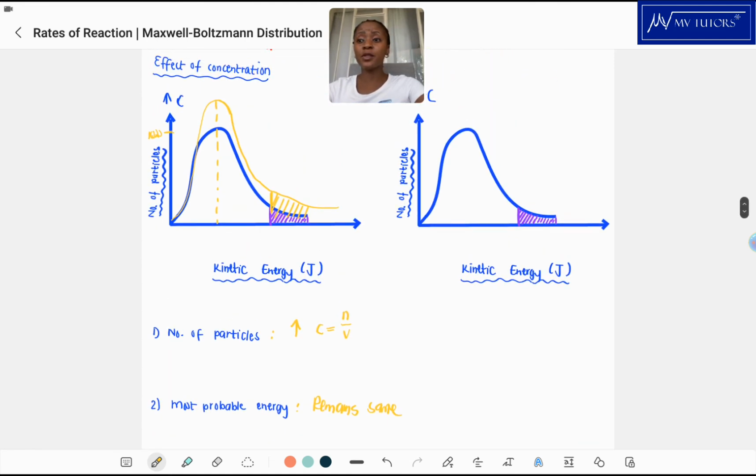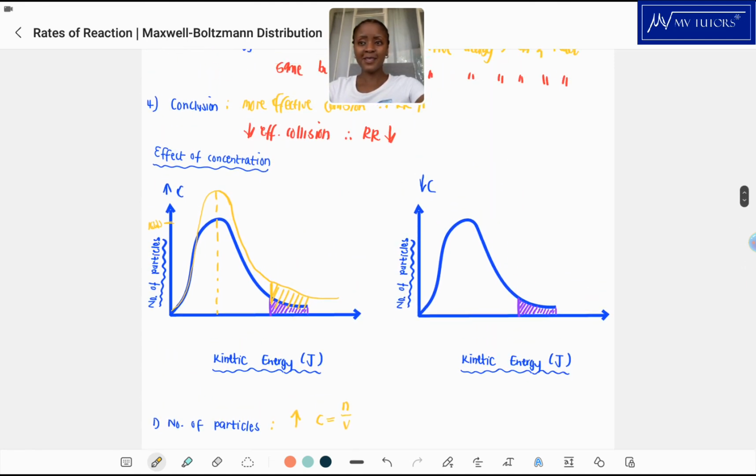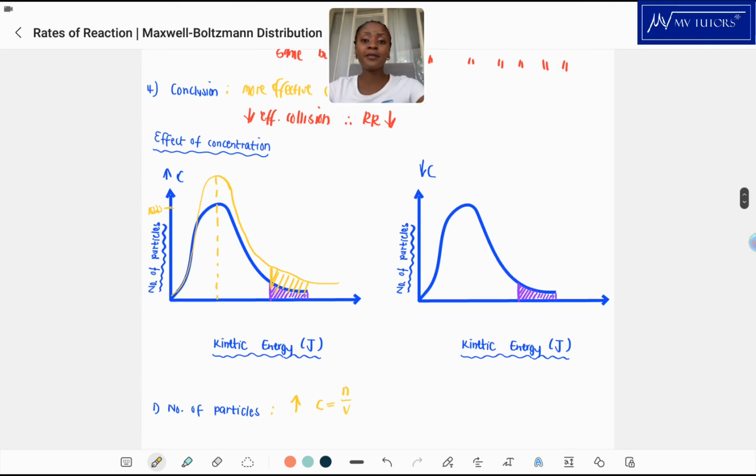So that is what happens when you increase concentration. The number of particles under the graph increases. Your most probable energy stays the same. The number of particles that have the most probable energy has increased. The number of particles that have energy higher than the activation energy has also increased, therefore you'll have more effective collisions.